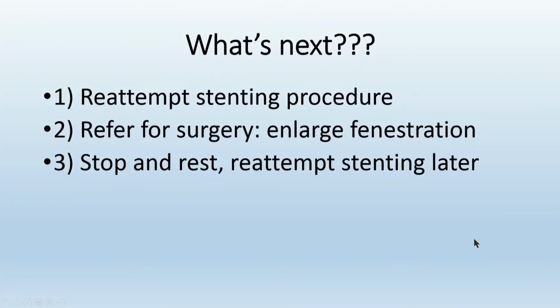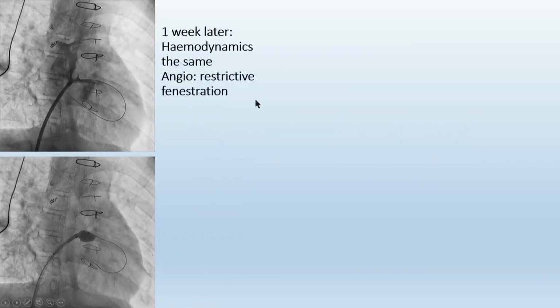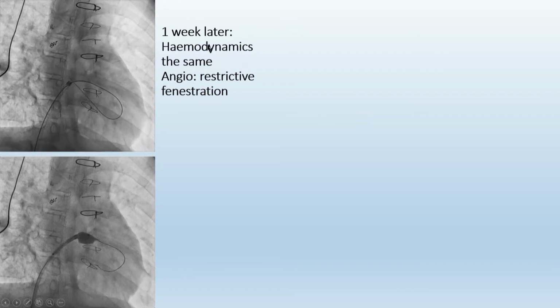So what's next? You have already 3 to 4 hours of procedure. Reattempt a stenting procedure, or refer for surgery to enlarge the fenestration, or stop and rest, or reattempt the stenting later. So at this time, I chose number 3. We have to stop at a certain point, and the patient might also be compromised if you continue further. You have to use a lot of contrast and so on. All right. However, a week later, we decided to go ahead and do the fenestration stenting.